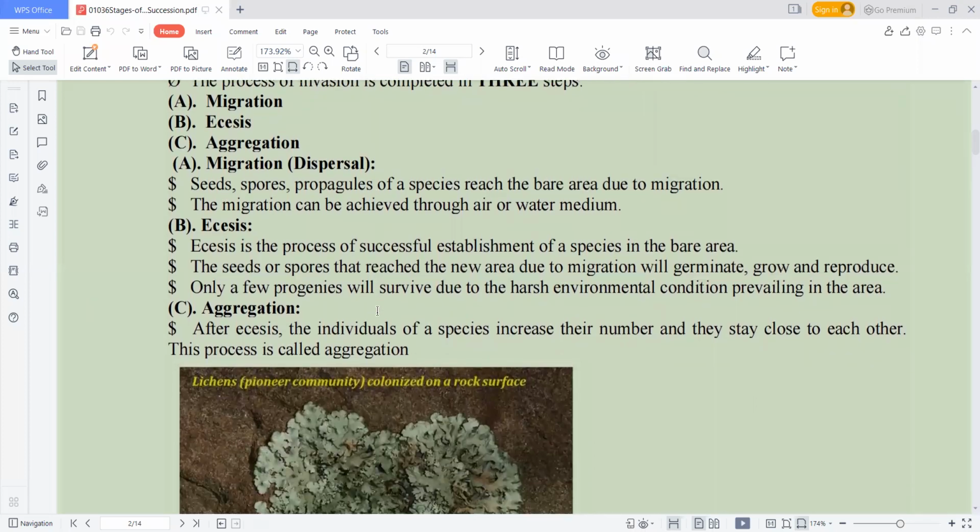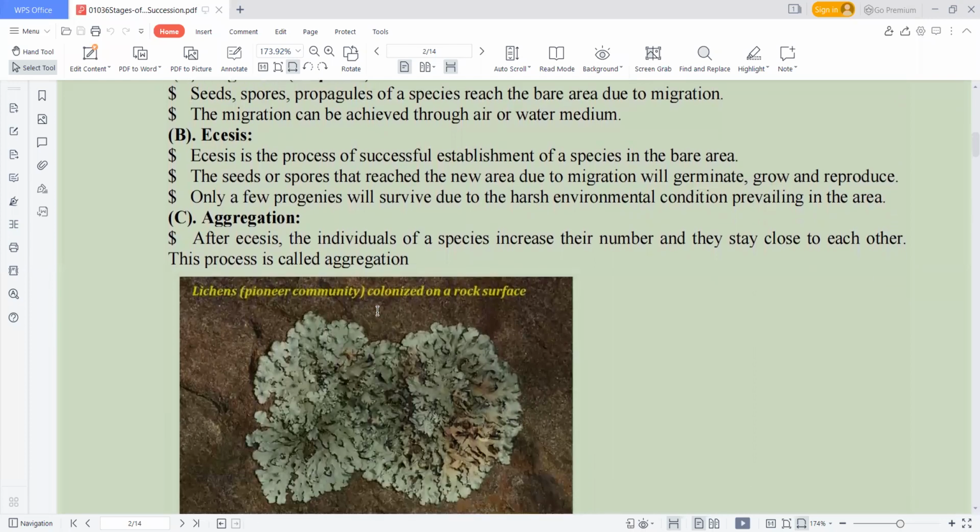So the third one is here. For example, generally the organisms which start on this bare area and start growing are called a pioneer community. Generally in dry habitats, lichens are the pioneers. They start this ecological succession. The process which starts with these lichens, these are called a pioneer community.